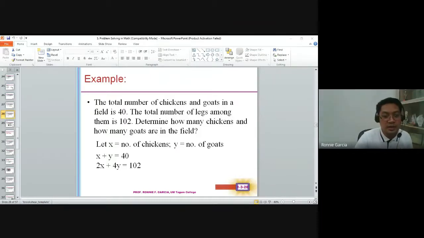Let's continue. For the number of chickens and goats, we will again let variables. If x is the number of chickens and y the number of goats, then for the first sentence, the total number of chickens and goats is 40. As a mathematical equation, chicken plus goat is 40. So, x plus y equals 40, because you are talking about the number of heads. The second sentence is describing the legs.